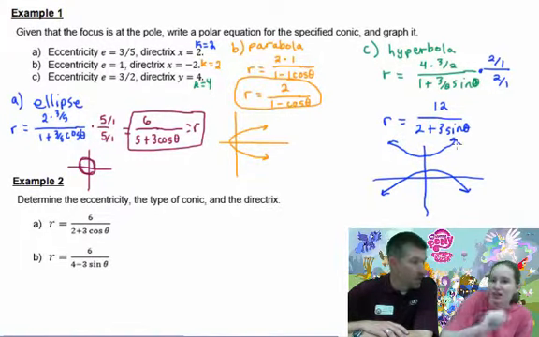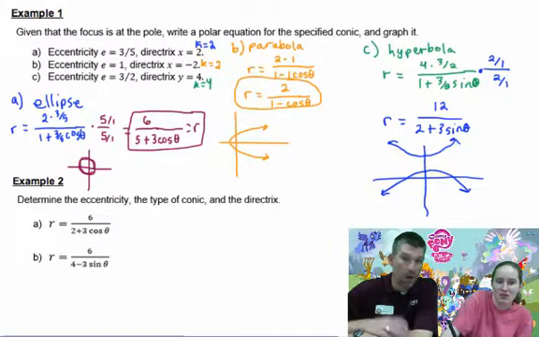How does that hyperbola look? Does that look good? Great. Are you lying to me? Why would I lie? I don't know.